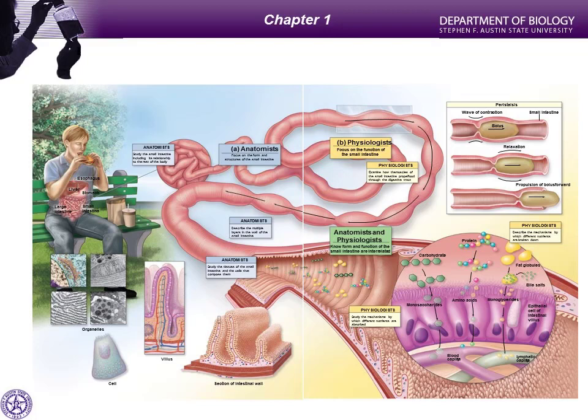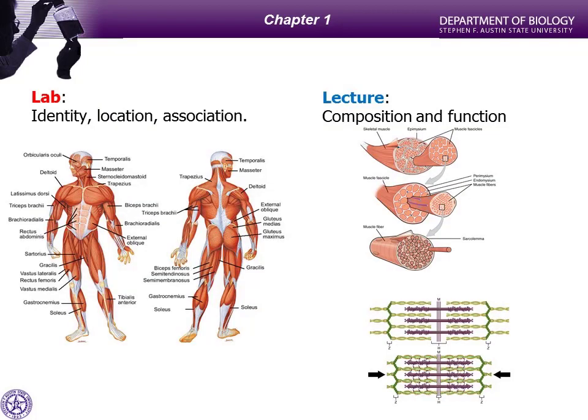So, what we're largely going to do here in lecture is talk about the composition of various organs and organ systems. Now, that's the exception. That's going to be the first unit. First unit, we're going to talk largely about cells, and we'll see how that lines up with lab. But in lab, that's your identify, location, association, all the bumps, all the holes on all the bones, whether it's a right or a left, you will have to identify those features and those structures in lab.